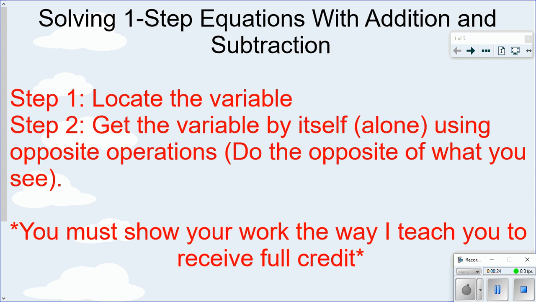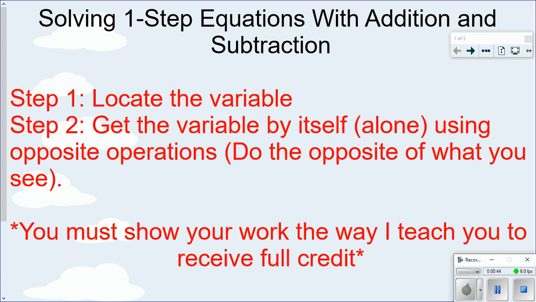So step one is to locate the variable. Sometimes the variable will be on the left side of the equal sign, and sometimes the variable will be on the right side of the equal sign. Whichever side of the equal sign the variable's on, that's where you need to be focused. So if it's on the left, focus on the left. If it's on the right, focus on the right.